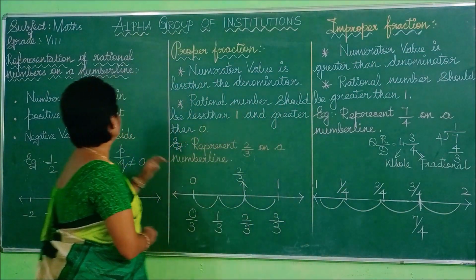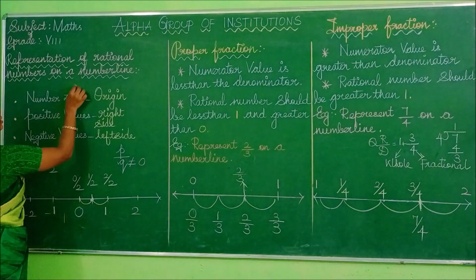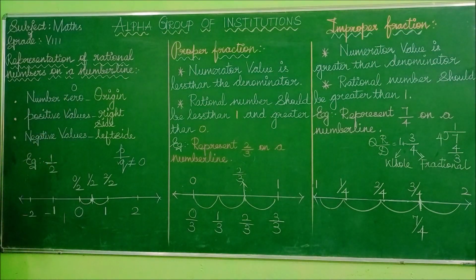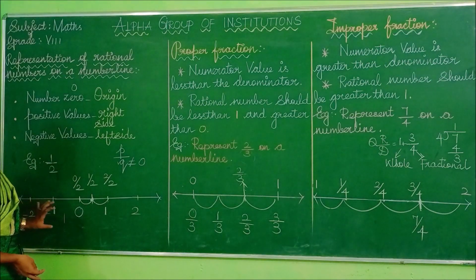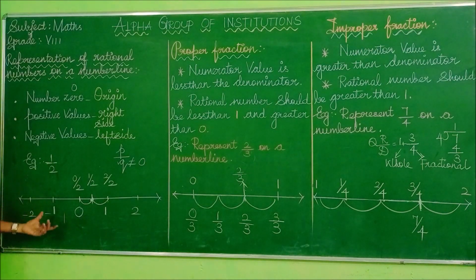So listen once again. The representation of a rational number on a number line. This is the number line. Simply draw a straight line with the number 0. The 0 is called the origin, and it is represented in the center. The positive values are represented on the right hand side of the origin, where you can read the 0 on the right hand side. That is how to mark the positive values. Negative values can be represented on the left hand side of that 0.